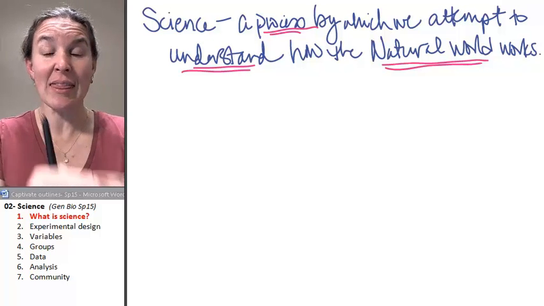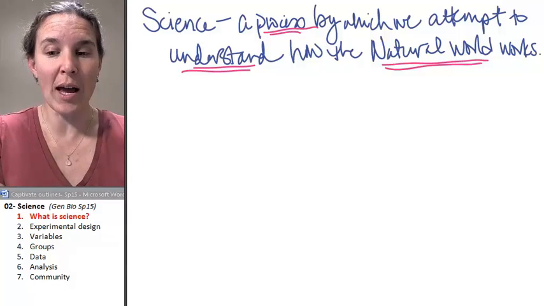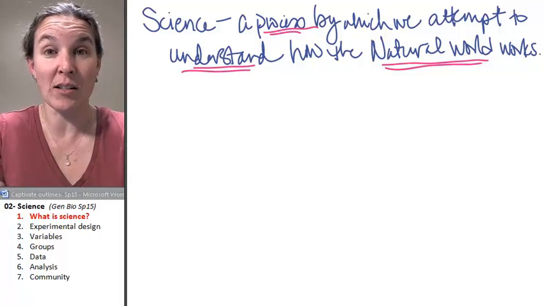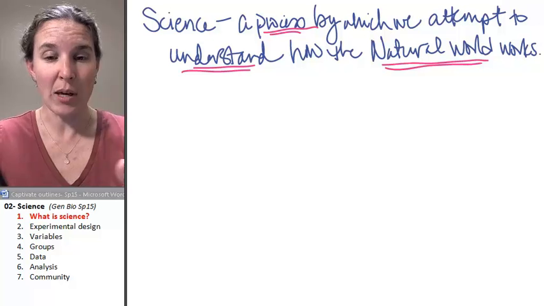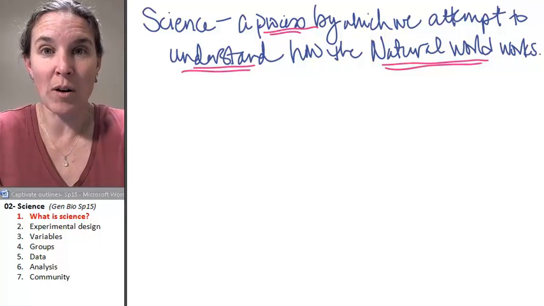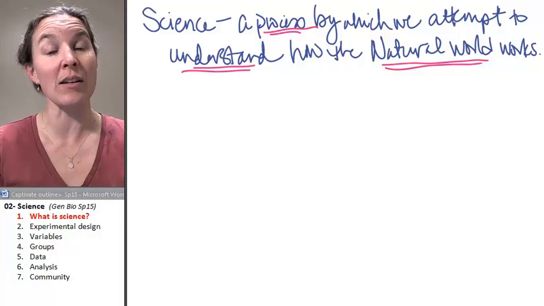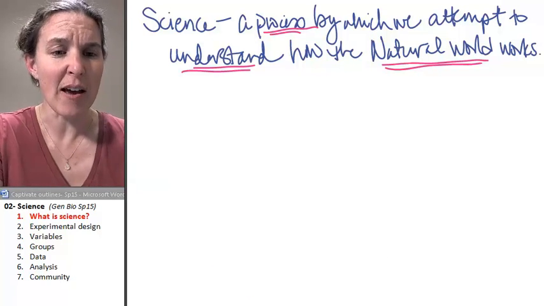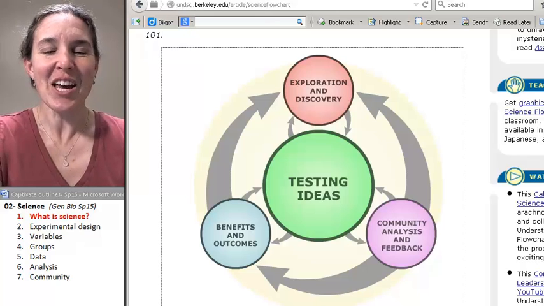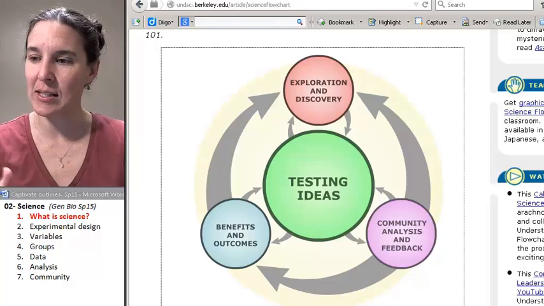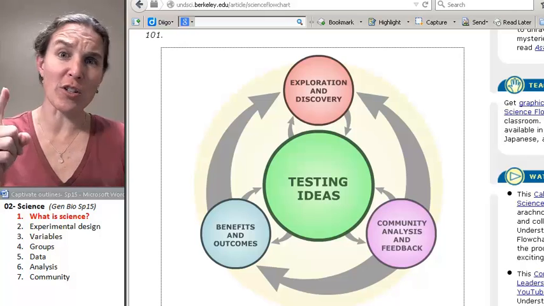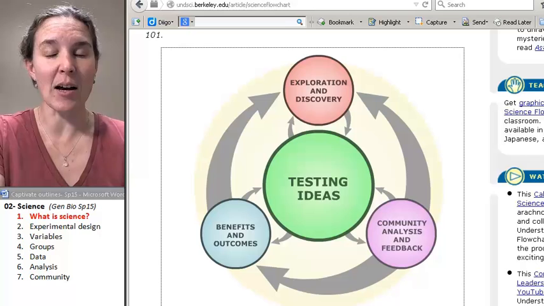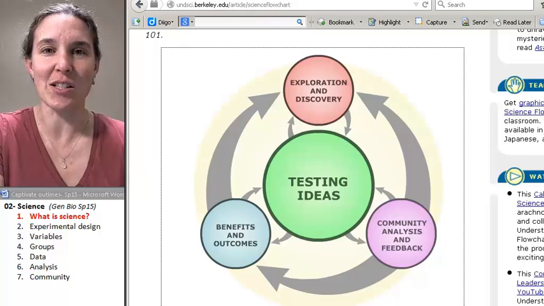And so inside that definition, we actually have some exclusion. There are some things that we can't use the process of science to explore because a piece of it is that we have to be exploring the natural world. And if we're not, then we're actually not using the process of science. So let me show you this visual. We tend to think, okay, science is the scientific method. And so first you do this, and then you do this, and then you do this, and then you're done. And that is completely not how science works.